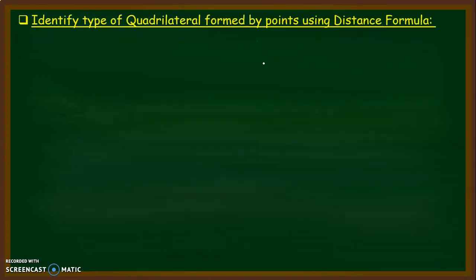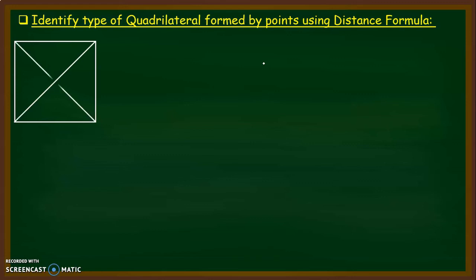Let's see the next type of problem, that is to identify the types of quadrilateral formed by the points using the distance formula. There are different types of quadrilaterals. The first type of quadrilateral is the square. So what is the property of a square?